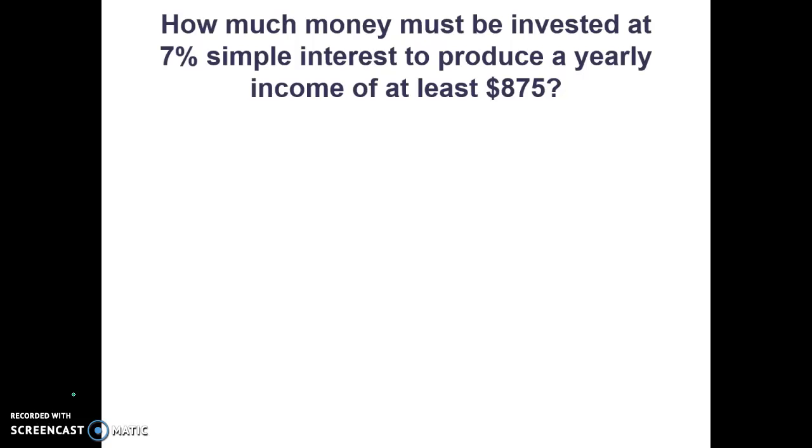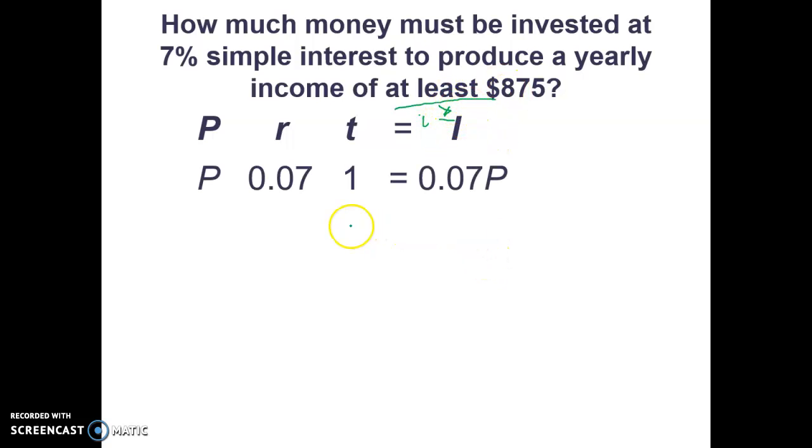How much money must be invested at 7% simple interest to produce an income of at least $875? So we want a yearly income that is greater than or equal to $875. Remember, our interest formula is PRT equals I, principal times rate times time equals the amount of interest. Let's plug in what we know. We don't know our principal.